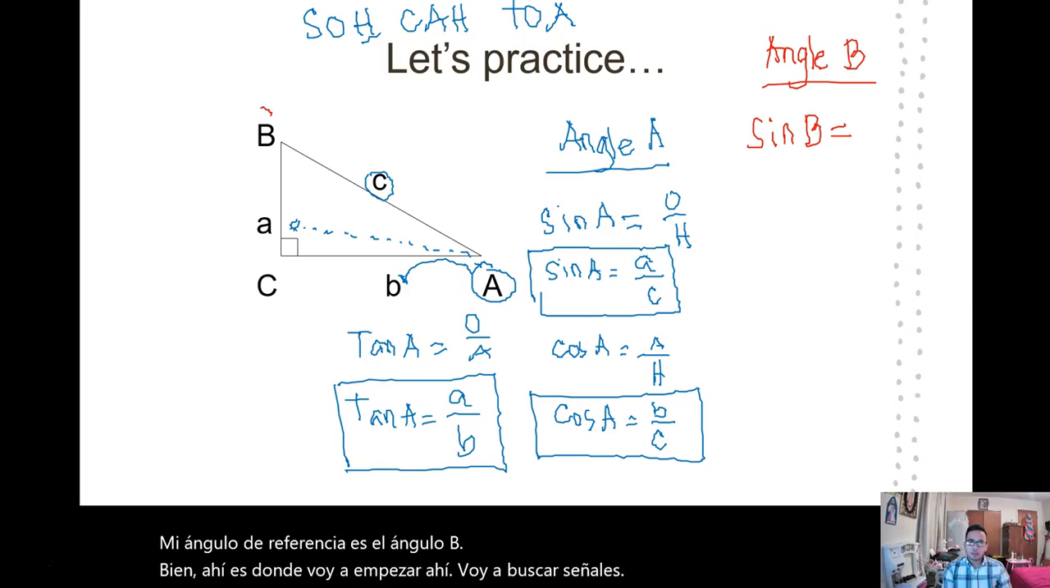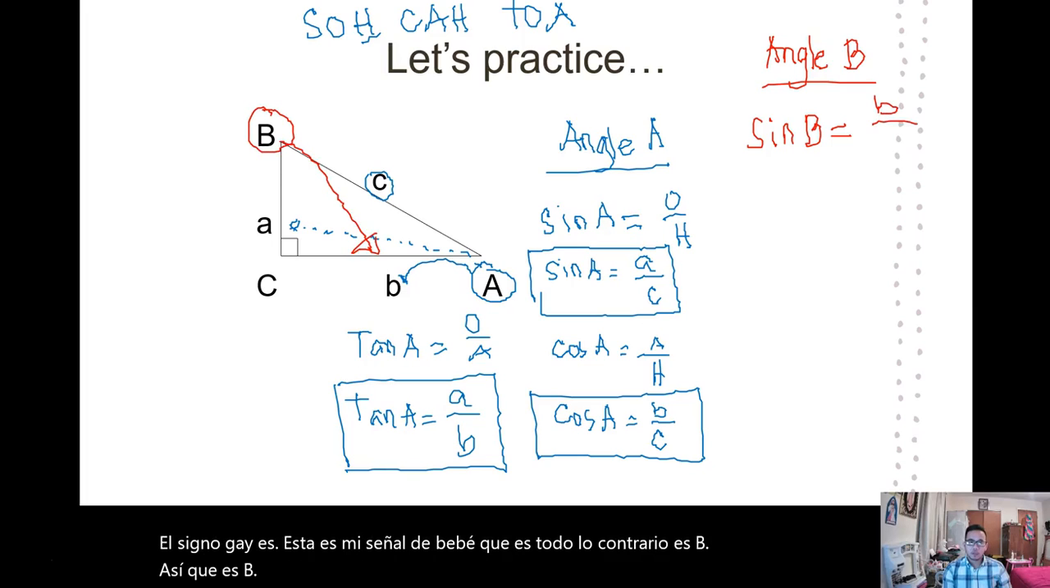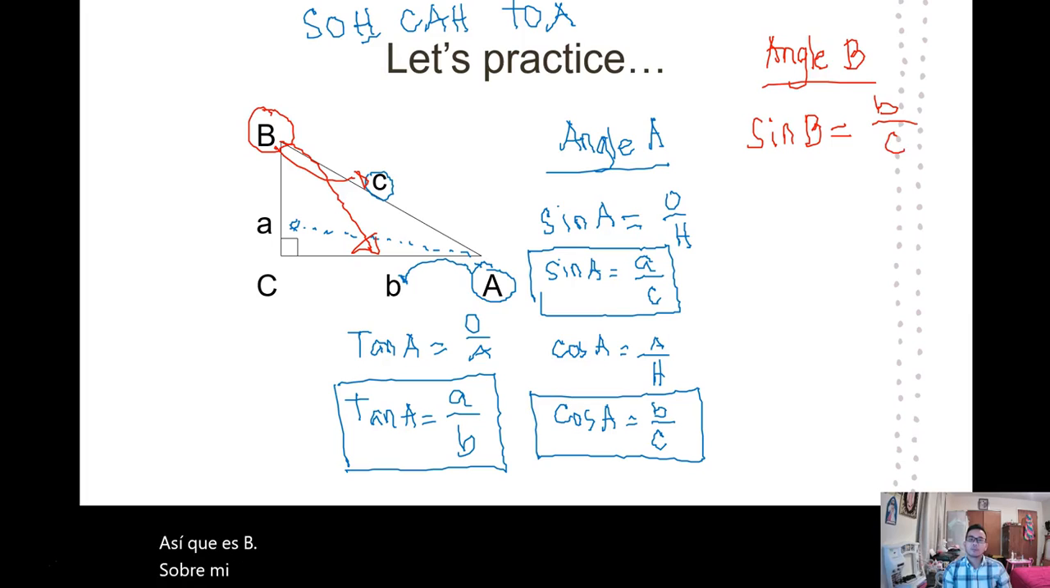Okay, sine B, this is my B. Sine B, its opposite is B. So it's B over my hypotenuse, which is C.